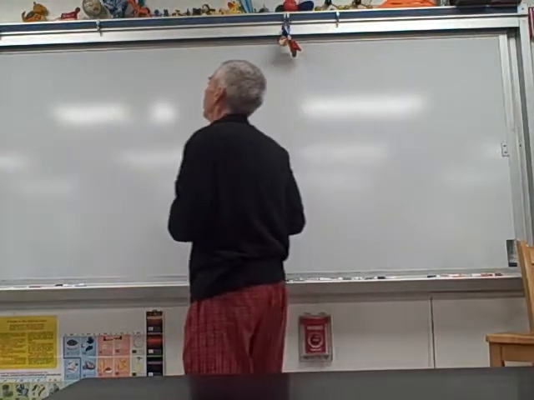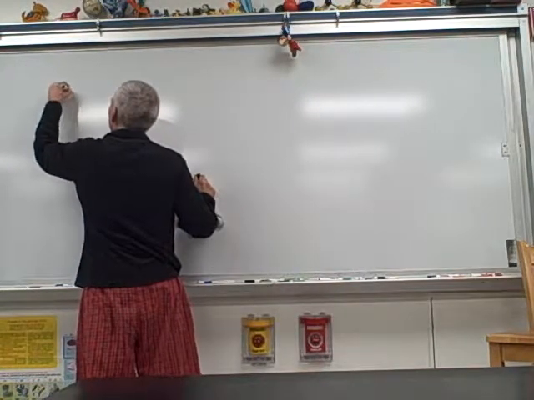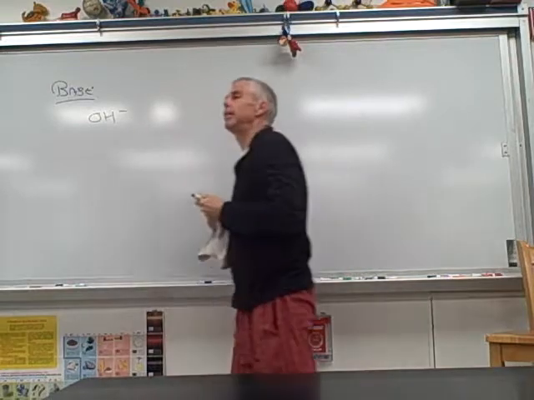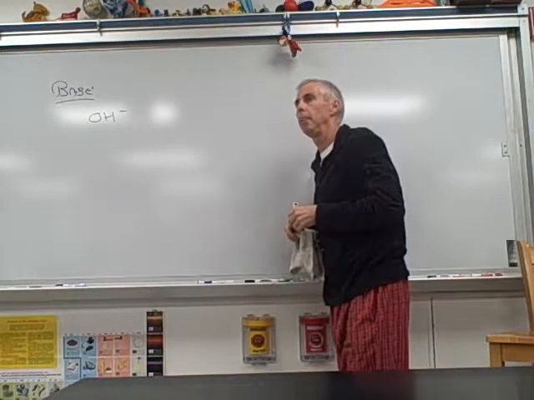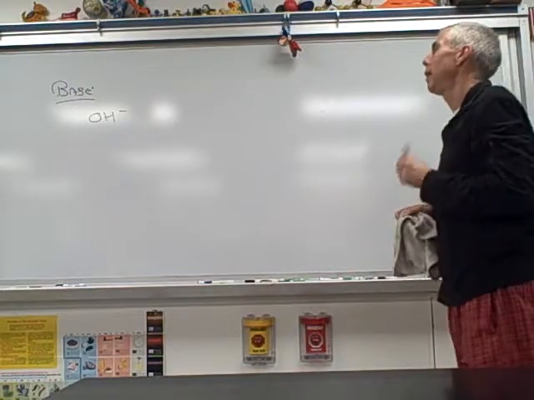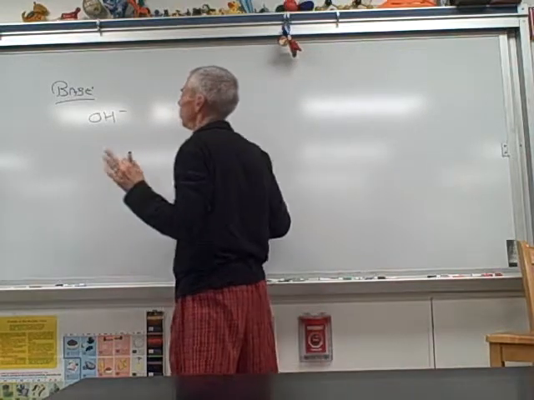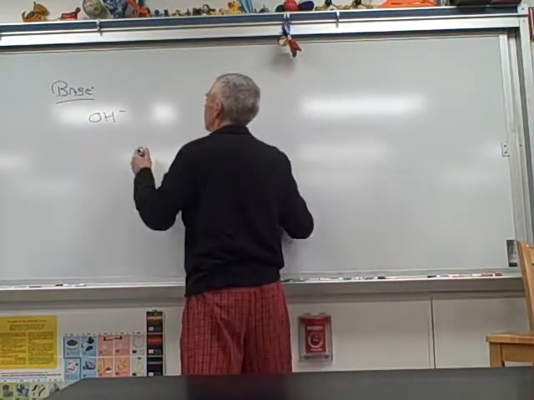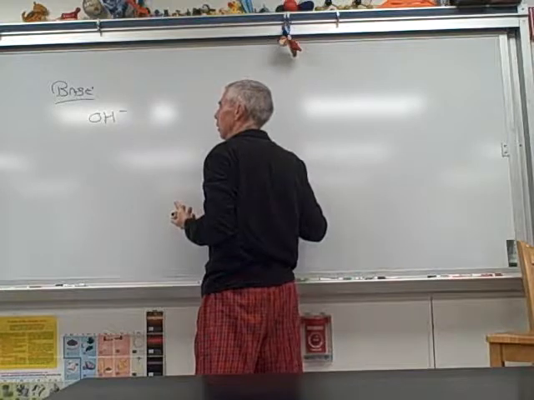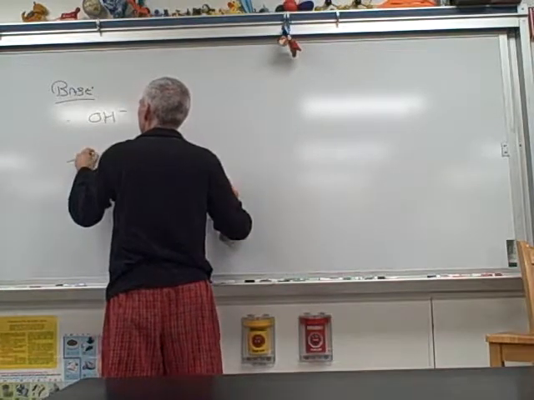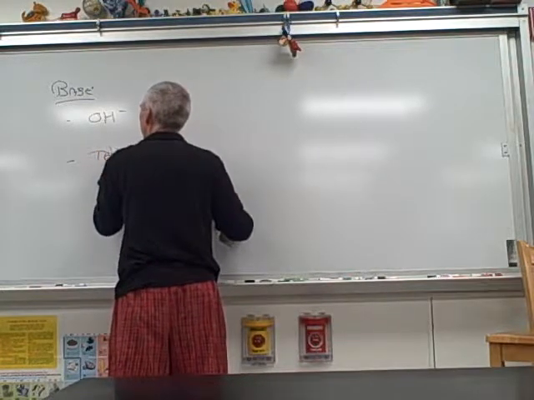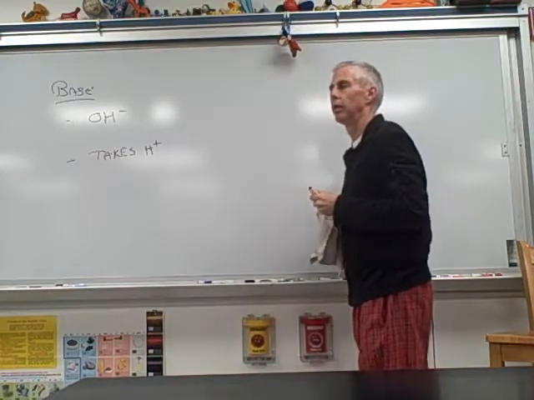Okay, so here's the deal. What's the simplest thing that makes a base? Hydroxide. But not all bases have hydroxide. Many, many bases don't have hydroxide. You can act as a base in a different way. There are actually 3 definitions, 2 of which we're going to cover in this class. The simplest one is the definition wherein hydroxide makes a base. The more complicated definition is something that takes H plus. All right? Something that takes H plus is a base.